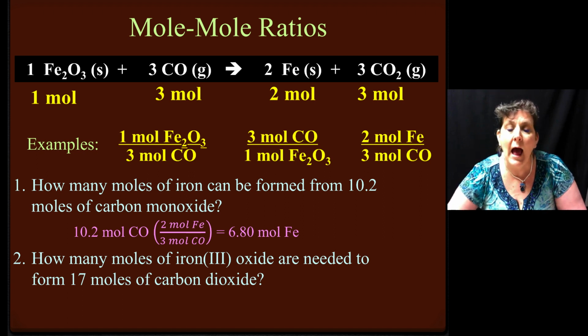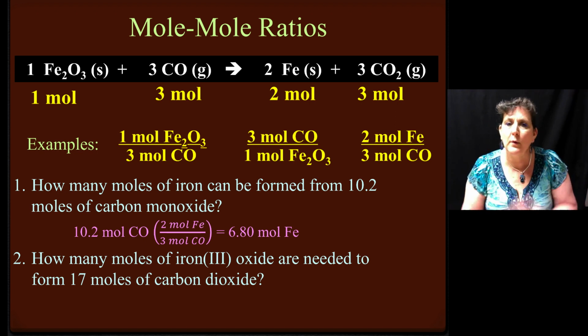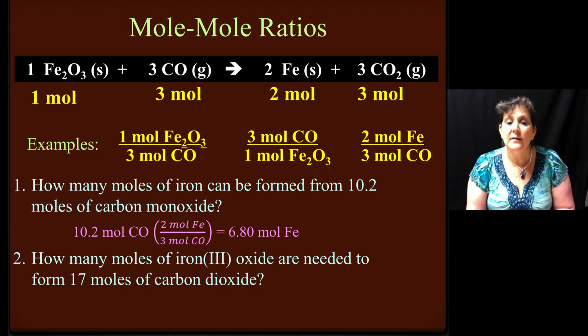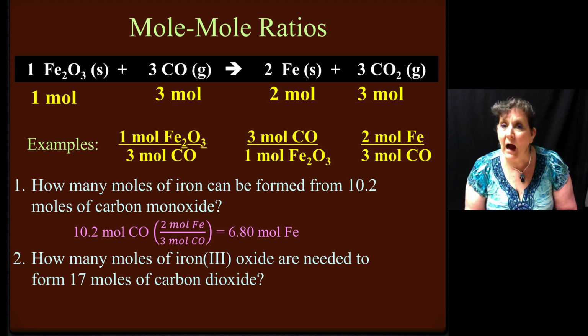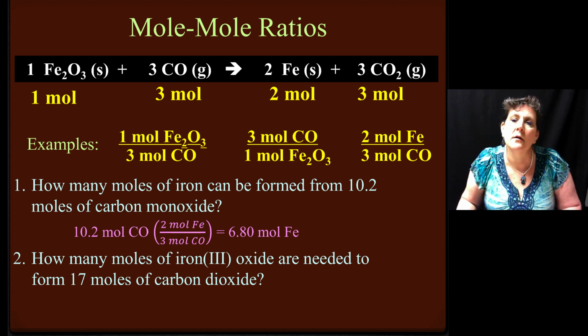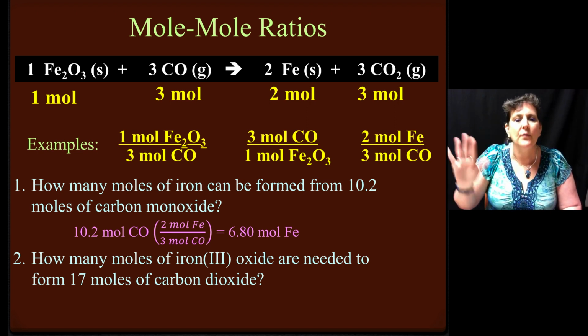Number 2, how many moles of iron 3 oxide are needed to form 17 moles of carbon dioxide? I'm going to let you figure out, what are we starting with? What do we know? If you said 17 moles of carbon dioxide, you're correct. Which chemical is carbon dioxide? CO2. Very good. So we're going to start with 17 moles of CO2.